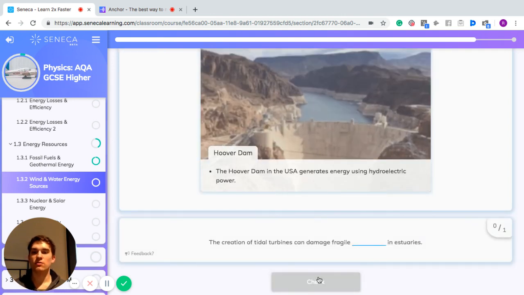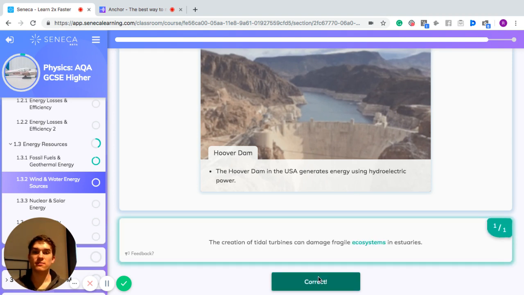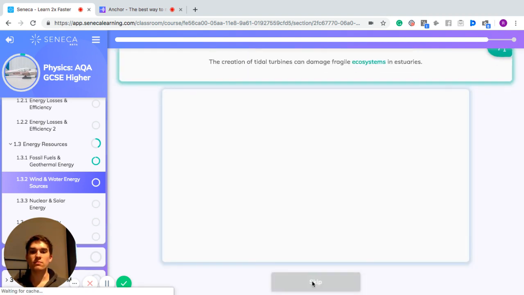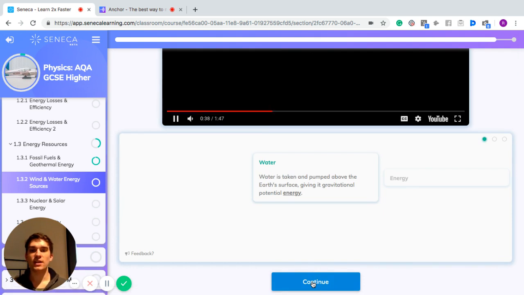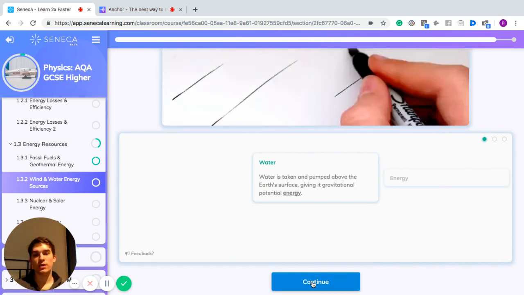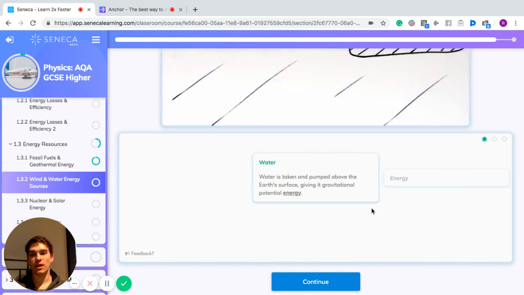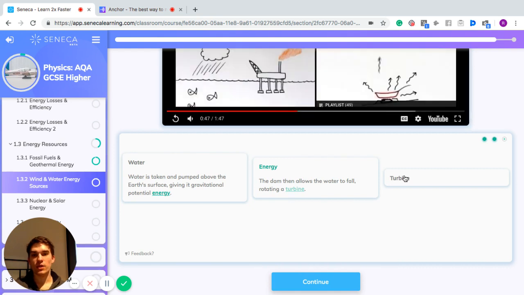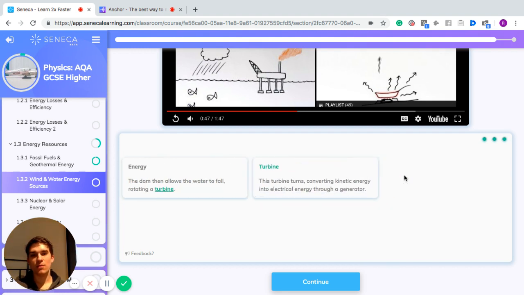Now, the creation of tidal turbines can damage fragile ecosystems in estuaries. And water is taken and pumped above the Earth's surface, which gives it gravitational potential energy when you are using hydroelectric power. So then the dam allows water to fall through the rotating turbines in the dam, and those turbines convert kinetic energy into electrical energy by using a generator.